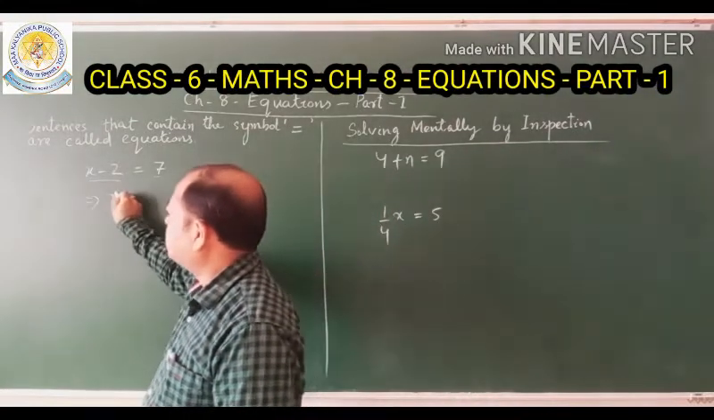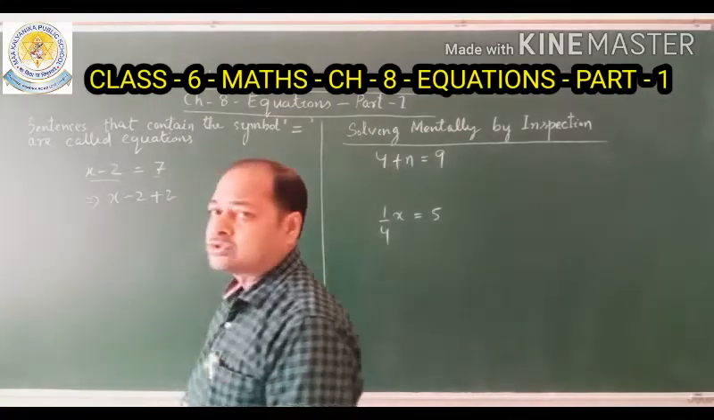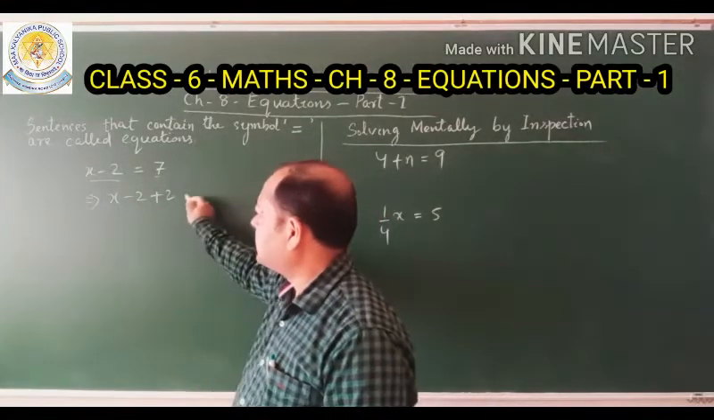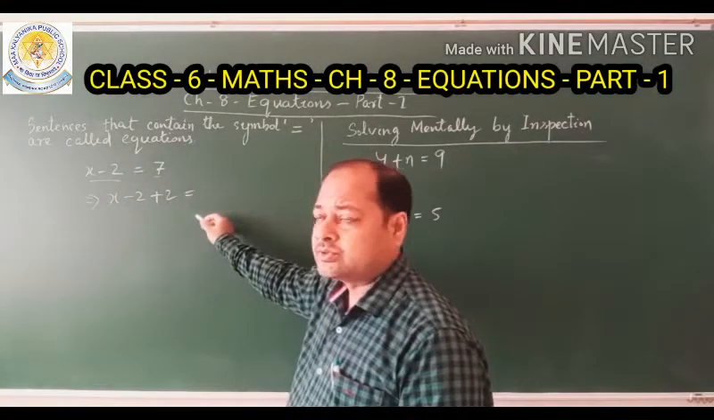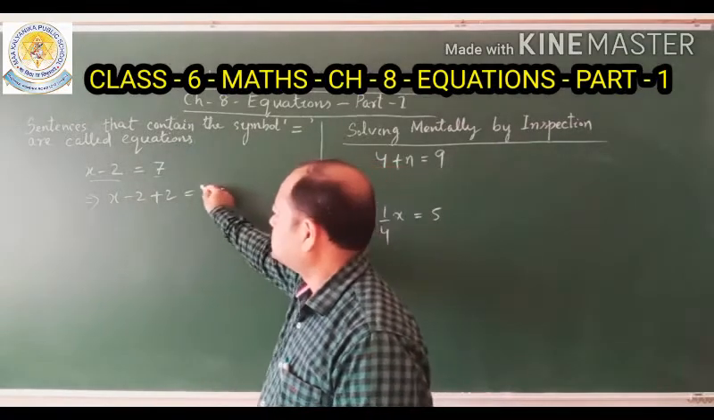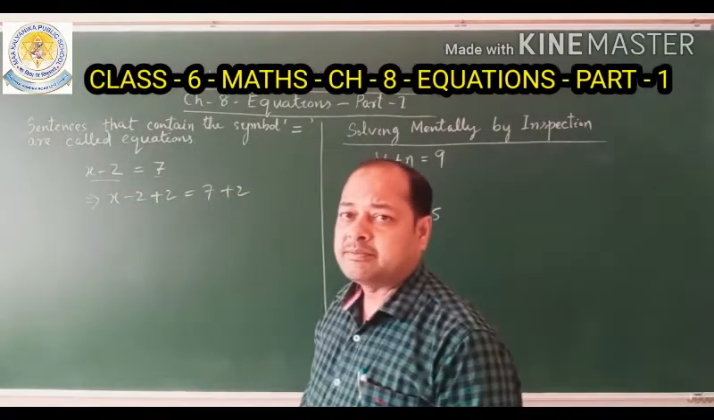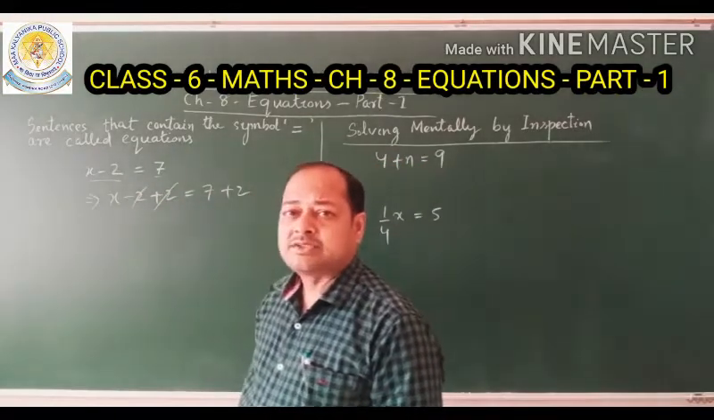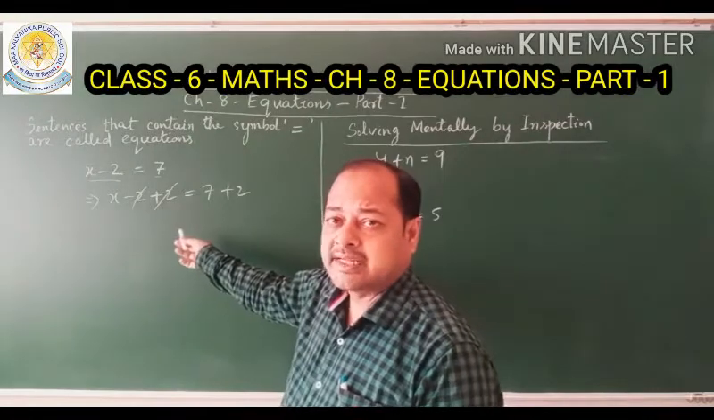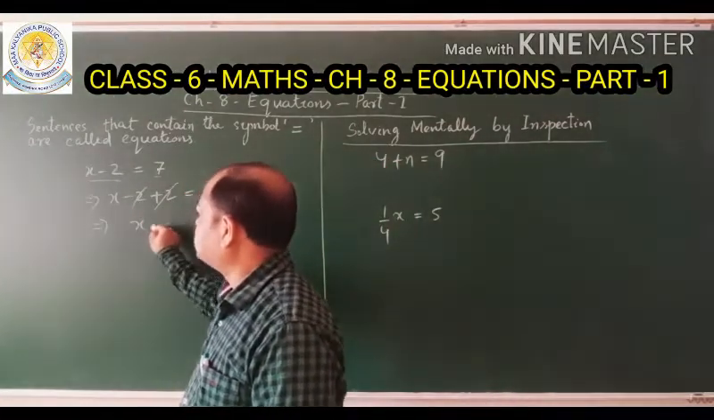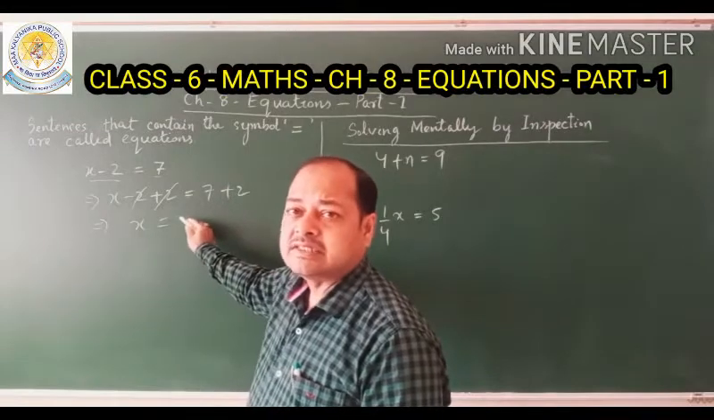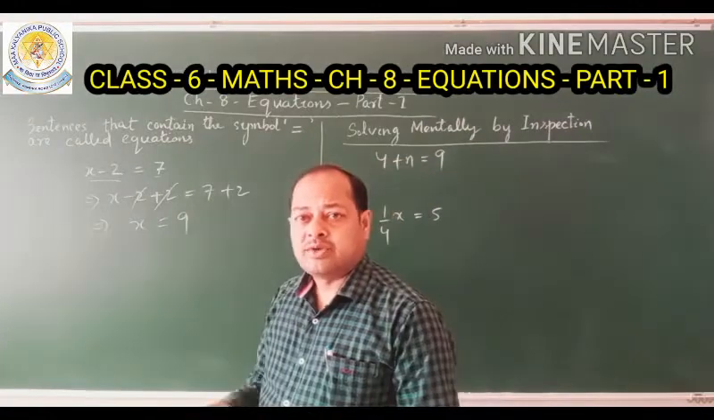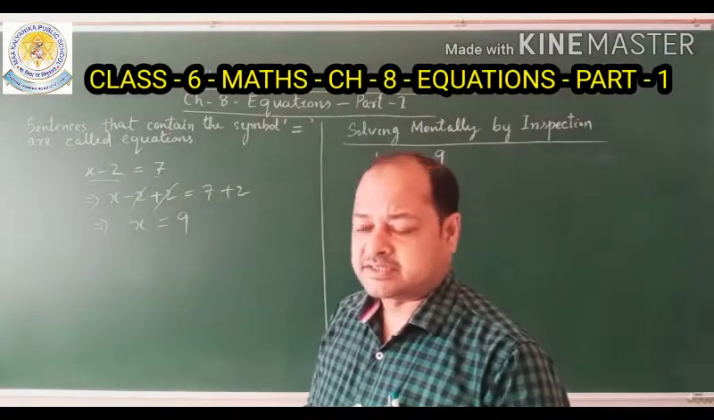So let's add: x minus 2 plus 2. I am adding plus 2 in the left hand side. Similarly, I have to add the same plus 2 in the right hand side also, so 7 plus 2. Here plus 2 and minus 2 are cancelled. So which value are we getting now? We are getting x equal to 7 plus 2, that is 9. Okay. In this way we are going to solve questions based on this concept.